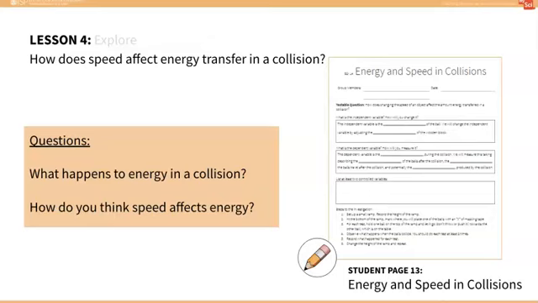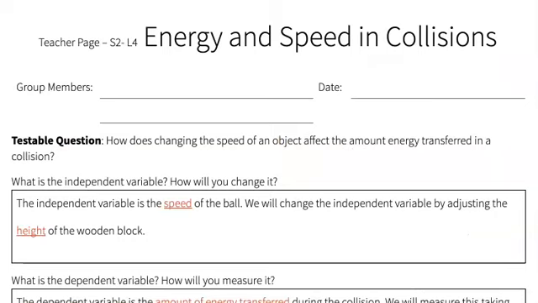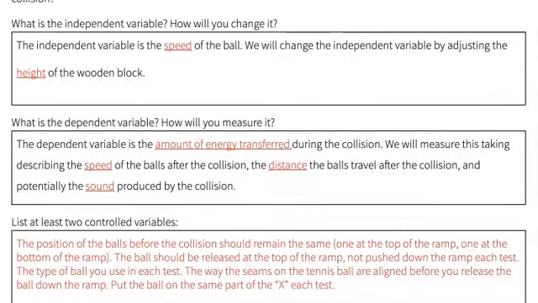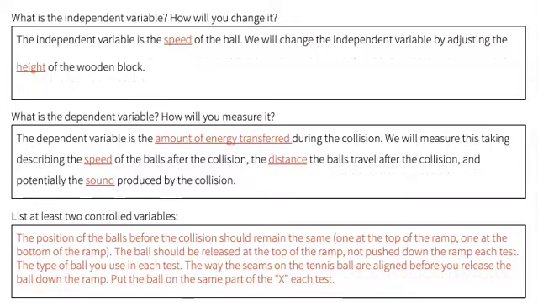This should be a review of Lesson 3 in which students discovered that energy is transferred during collisions. Tell students that this investigation is designed to see changes in energy due to change in speed as objects interact. Discuss the independent and dependent variable with students. Have them record their thoughts on energy and speed in collisions found on student page 13. Look for student responses indicating that the independent variable is speed.